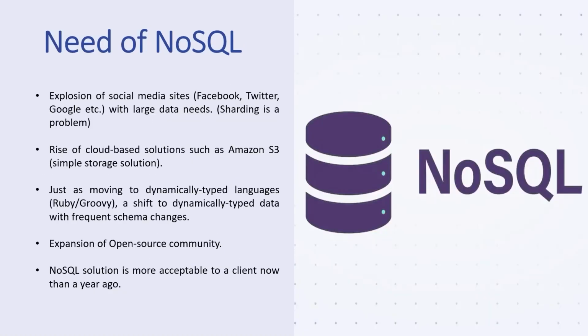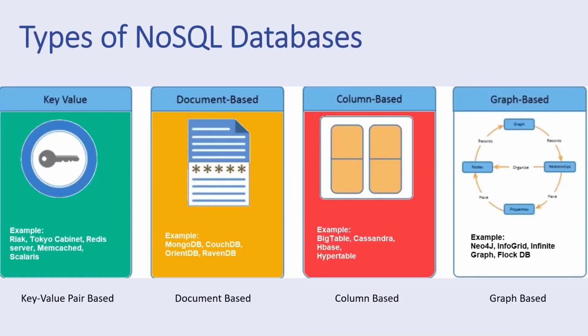What is the need of NoSQL? With the explosion of social media sites like Twitter, Facebook, and Google, although Google is not a social media site, it generates a large amount of data. There is also the rise of cloud-based solutions such as Amazon S3, a move towards dynamically typed languages like Ruby and Groovy, and a shift to dynamically typed data with frequent schema changes. There is also the expansion of the open source community. NoSQL is more acceptable to a client now than a year ago. So due to all these reasons, we use NoSQL.